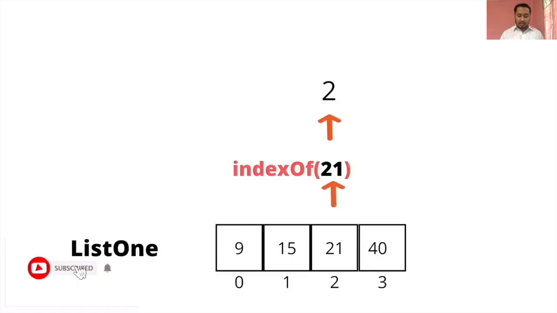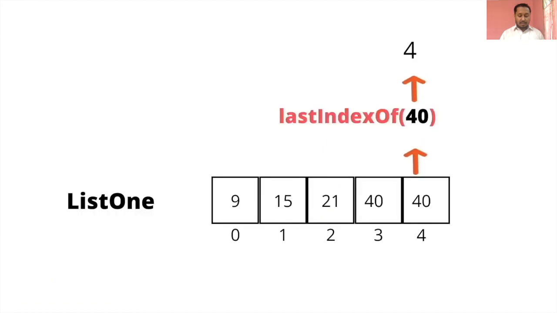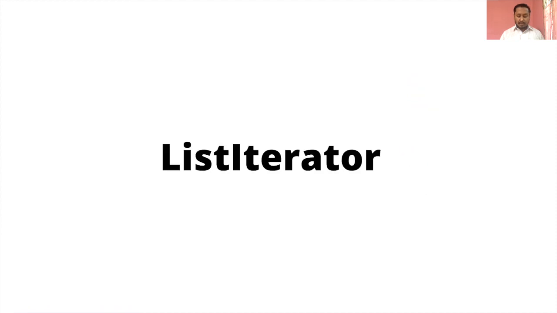Using the indexOf method, we could know the index of a particular value in the list. Using the lastIndexOf method, we could know the last index of a particular value in the list. There is a list-specific iterator, ListIterator, using which we could iterate the elements of a list.